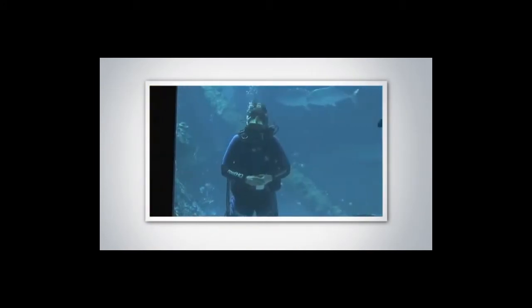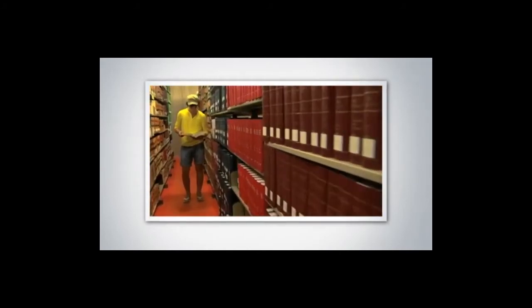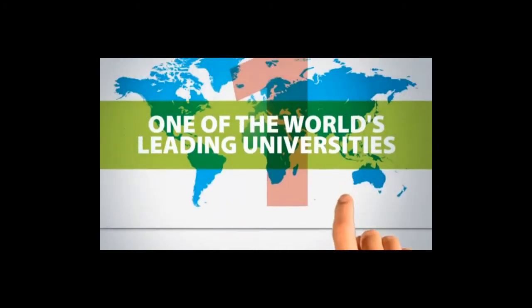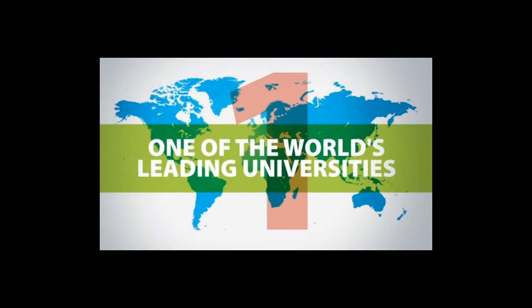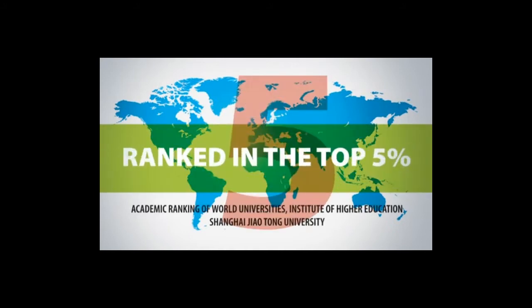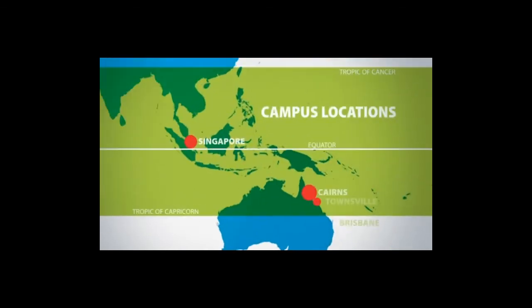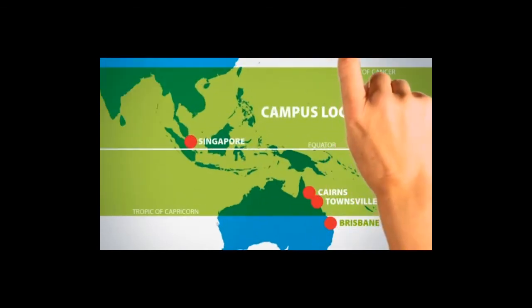We are ranked in the top 4% of universities worldwide. We are a multi-campus university with campuses in Townsville, Cairns and Singapore, and an associate campus in Brisbane. Townsville is considered to be the unofficial capital of North Queensland. It has a population of around 200,000 people.